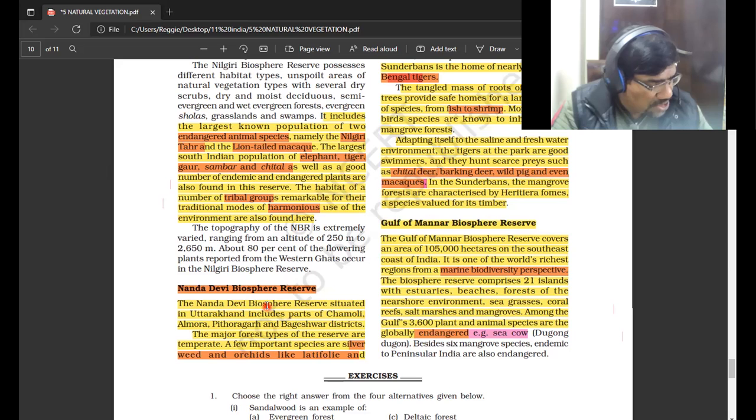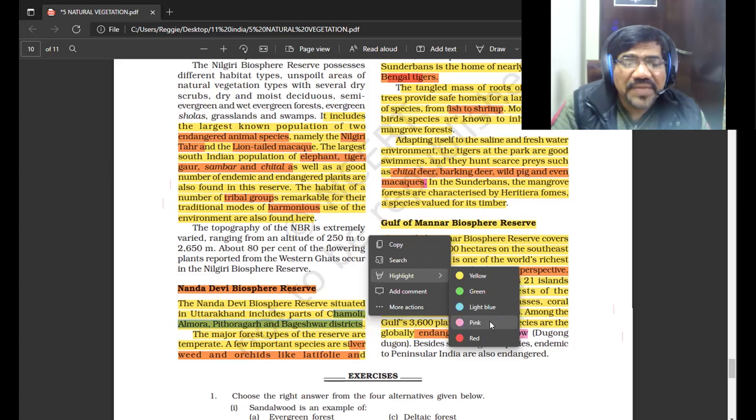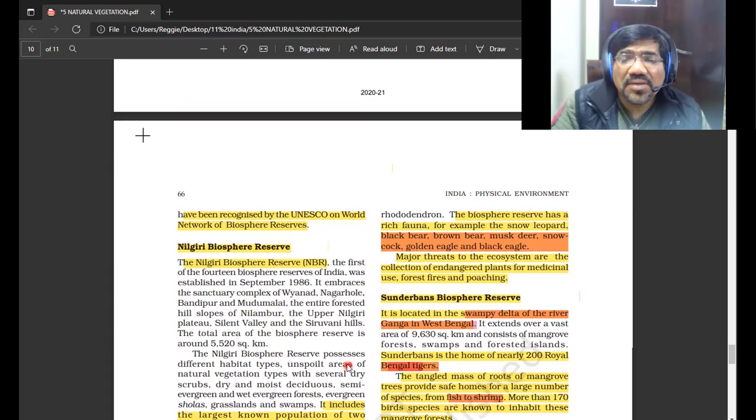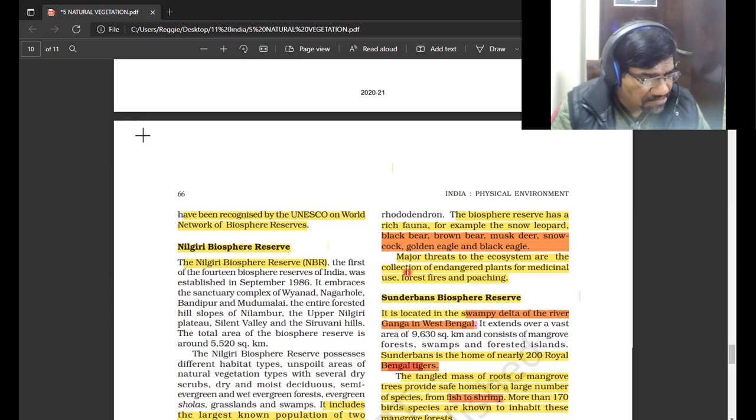And here then we come to the Nanda Devi Biosphere Reserve, and here you can see it is existing in Chamoli. The area covered is being shown here, which I have highlighted for you. And then silver fir, orchid, and these are the trees. And then we come to the animals like black bear, brown bear, musk deer, snow leopard, and golden eagle, black eagle, all of them are existing here. And a major threat to this ecosystem is that because of medicinal use of the forest, forest fire and poaching, a lot of the animals are under threat.